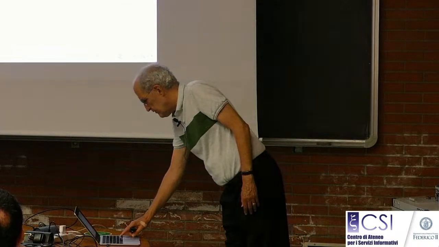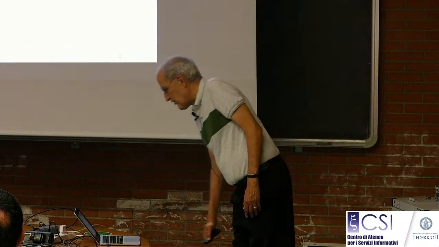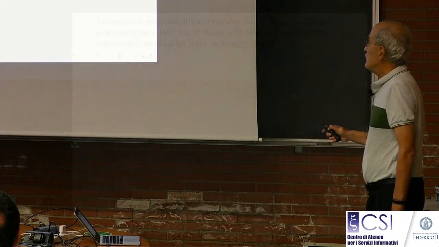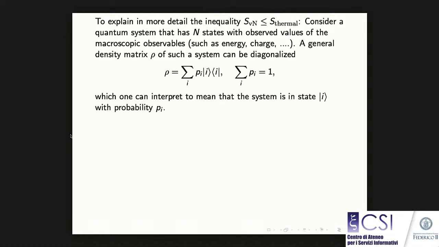Oh, sorry. Apparently, I've moved it to this part of the talk. So to explain in more detail the statement that the von Neumann entropy is always less than the thermal entropy, consider a quantum system with n states that have observed values of the macroscopic observables. So I'm going to work in a microcanonical ensemble where rather than temperature and chemical potential, you specify the energy and the number of particles. And suppose that, after specifying the observed values of the macroscopic observables, you have n states.